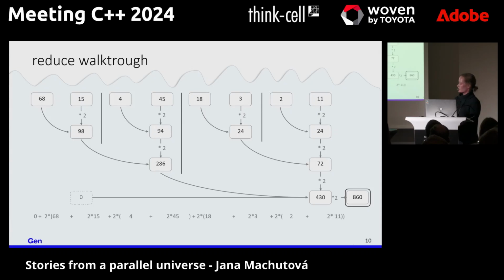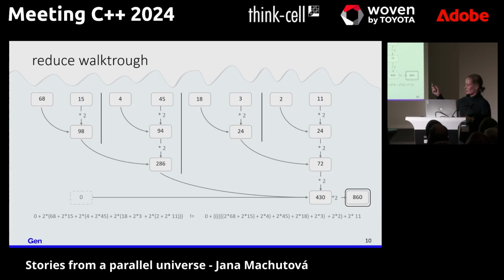I've written down what the computation actually looks like. It's like this, but what accumulate does is this one. The only difference is in the brackets. The brackets are in different places. It means that our binary operation is not associative. That's the point. We can't parallelize, we can't reduce with non-associative operations.